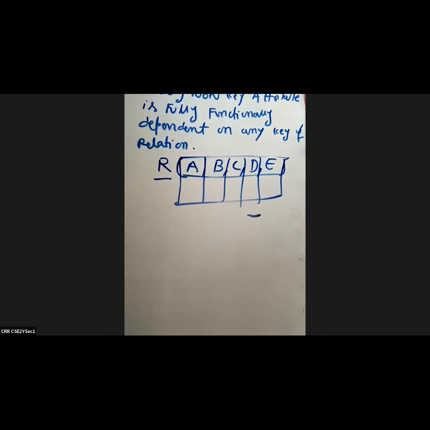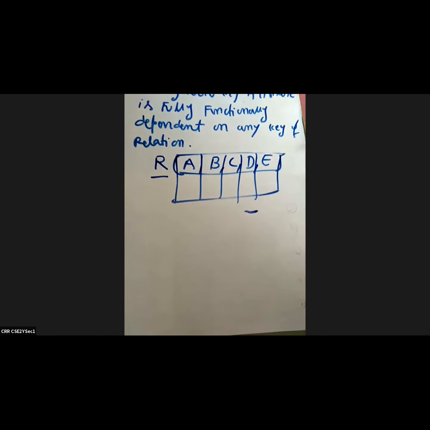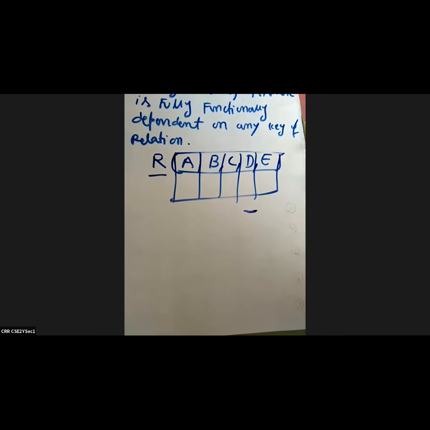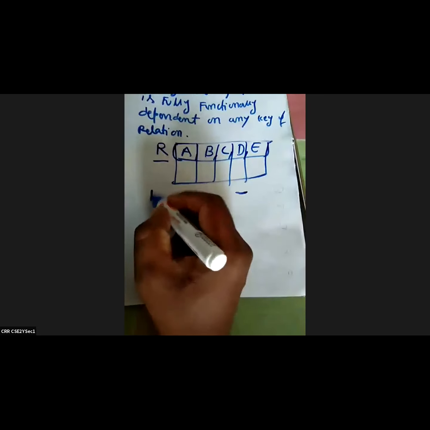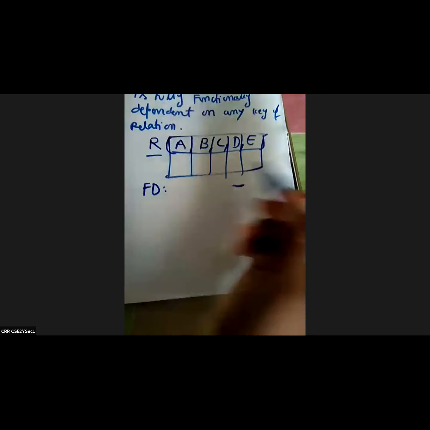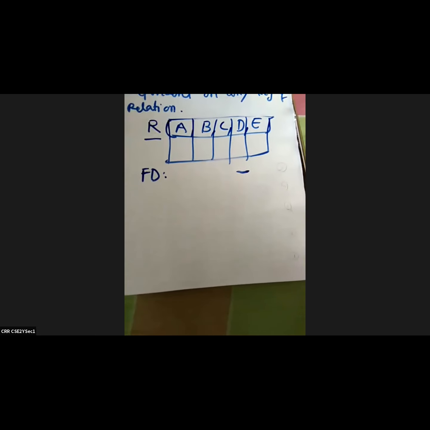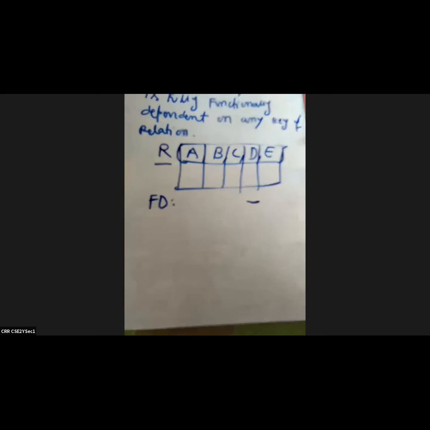Okay, so I'm considering one table. In that table, the table name is R and the column names are A, B, C, D, E. Now, for example, here I'm mentioning the functional dependency. So what is the functional dependency? I'm already saying about that.